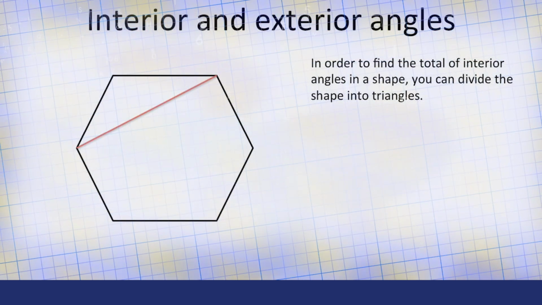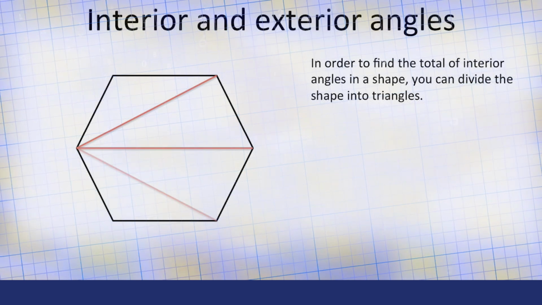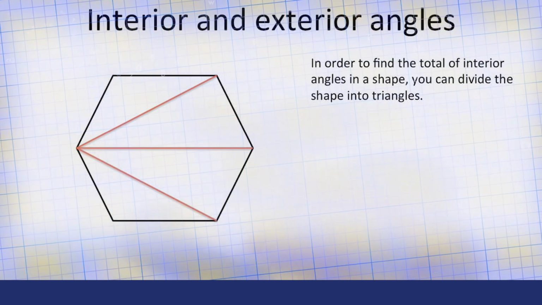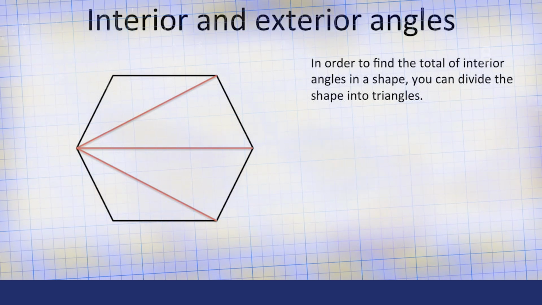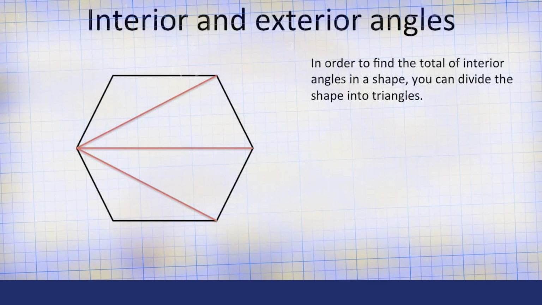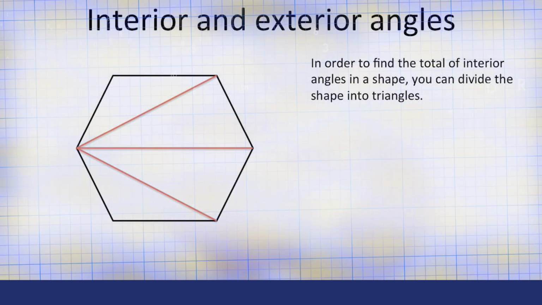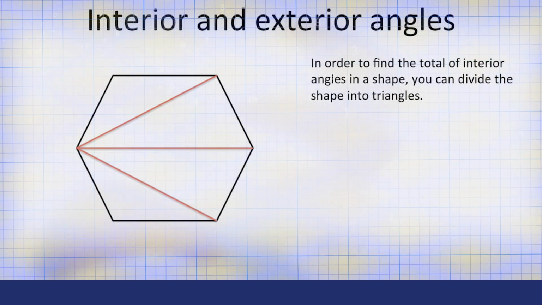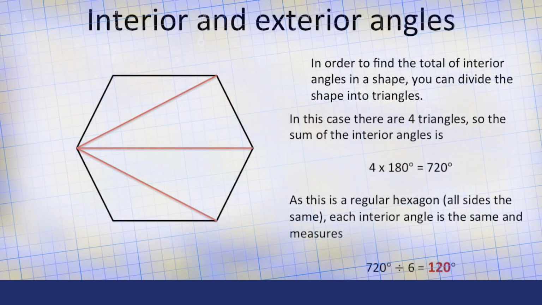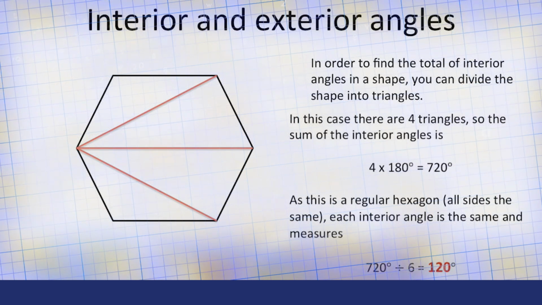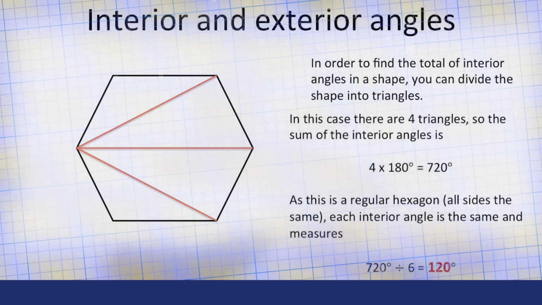So here you see we could divide this hexagon into 4 triangles. Now, because we know what the angles inside a triangle add up to, it then becomes easy for us to calculate the interior angles inside polygons, or shapes with more than 4 sides. So the sum of interior angles here would be 4 lots of 180, or 720 degrees.